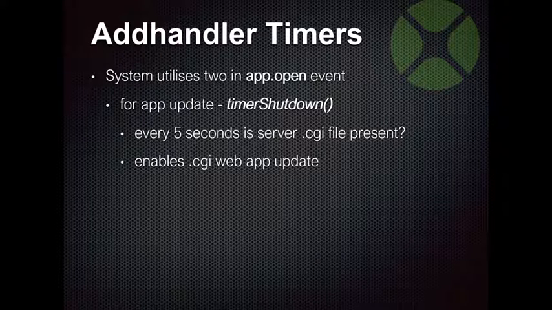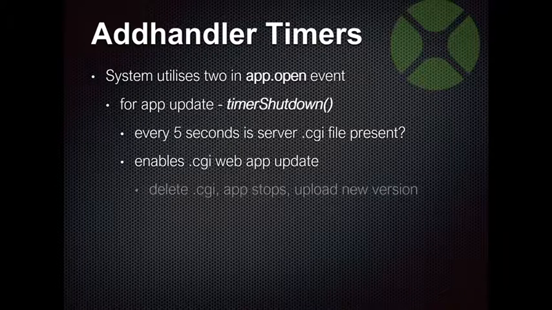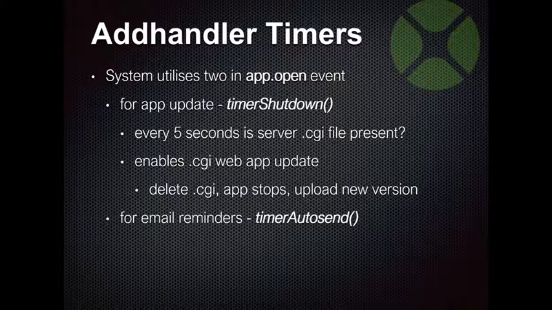If the file's missing, so in effect, you log in using your file manager and you delete that file, the app shuts down, you upload the new one, automatically starts running again, and away you go. It's so easy. And the other beauty, of course, with web apps is as soon as you make a change to your app, everyone gets that change straight away. No sending out executables or worrying about sending them a CD if people still do that. So we delete the CGI, the app stops, upload the new version.